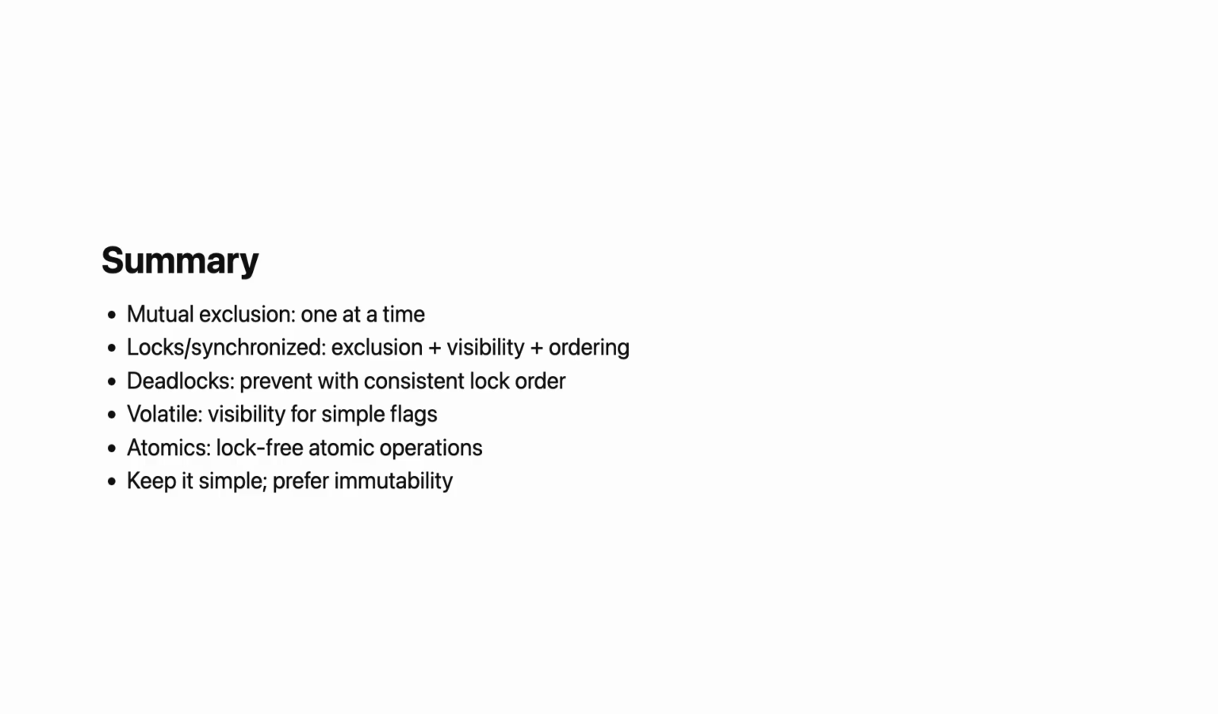Let us summarize. Mutual exclusion: one thread at a time in critical sections. Locks and synchronized enforce mutual exclusion, and provide visibility and ordering. Deadlocks: circular waiting for locks, prevent by consistent ordering. Volatile: visibility without mutual exclusion, for simple flags. Atomic types: indivisible operations, for counters and simple state. Choose the right tool. Keep it simple. Prefer avoiding shared mutable state. Synchronization makes concurrent code correct but requires careful design.